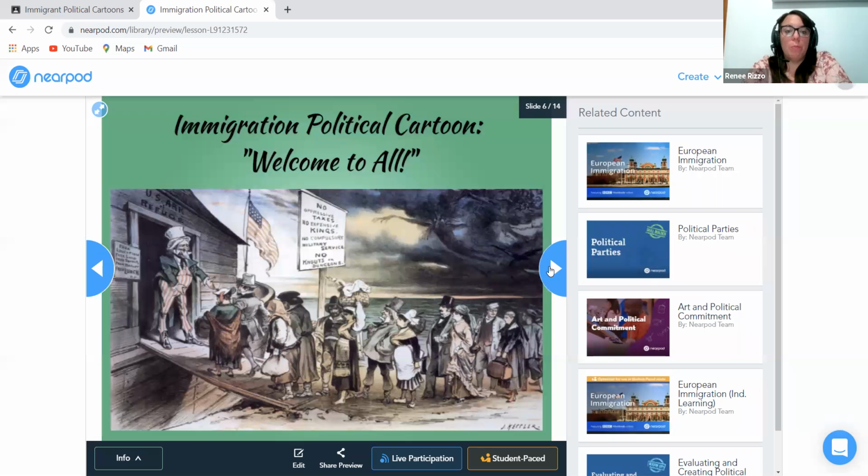So this is the immigration political cartoon, which was included in the original lesson.